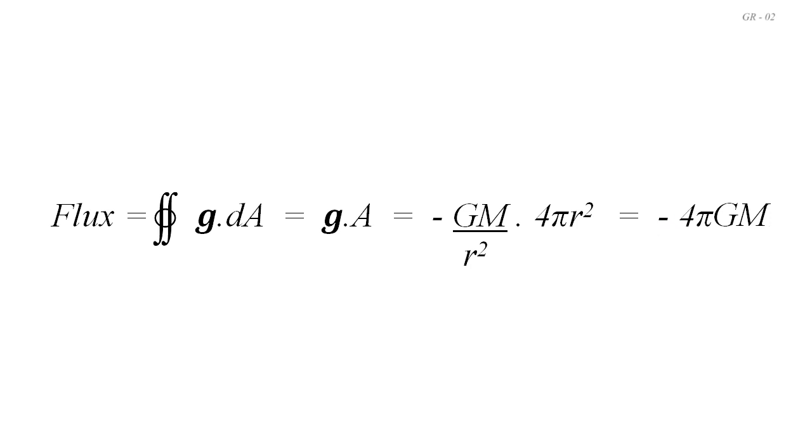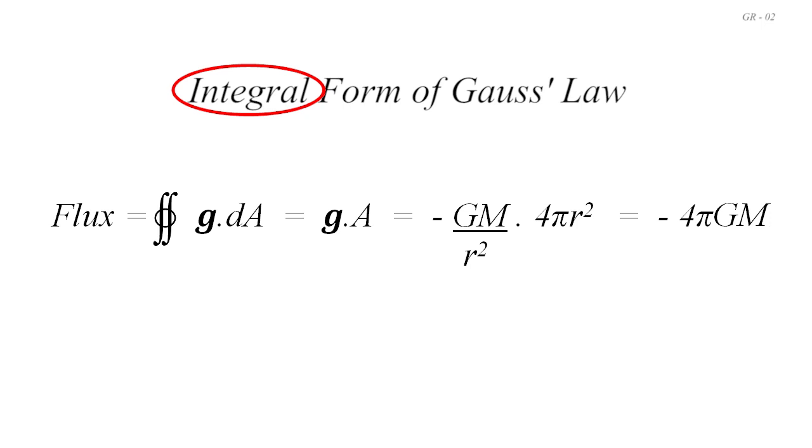In doing this calculation, we have effectively used what is called the integral form of Gauss's law. This form of Gauss's law uses the field value g and the area of an enclosed shell around something to calculate the flux into or out of the mass. In this case, of course, on account of the symmetry and simplicity, it ended up being a simple multiplication rather than an integration. There is, however, another form of Gauss's law which you have probably come across, and this gives exactly the same answer for the flux.